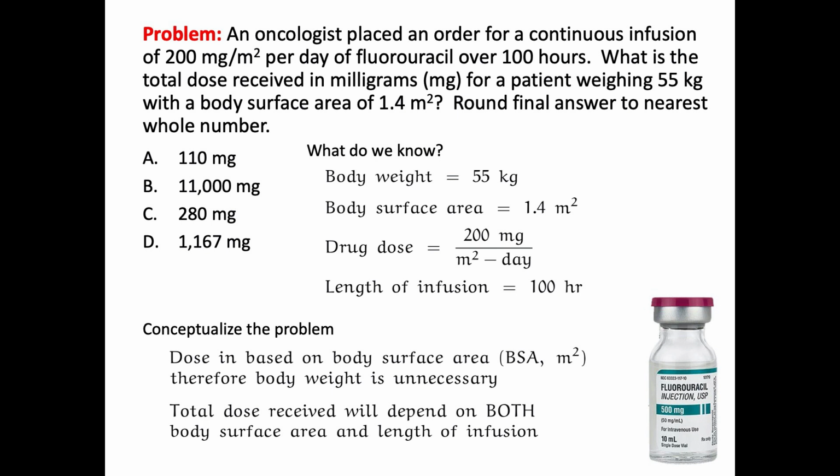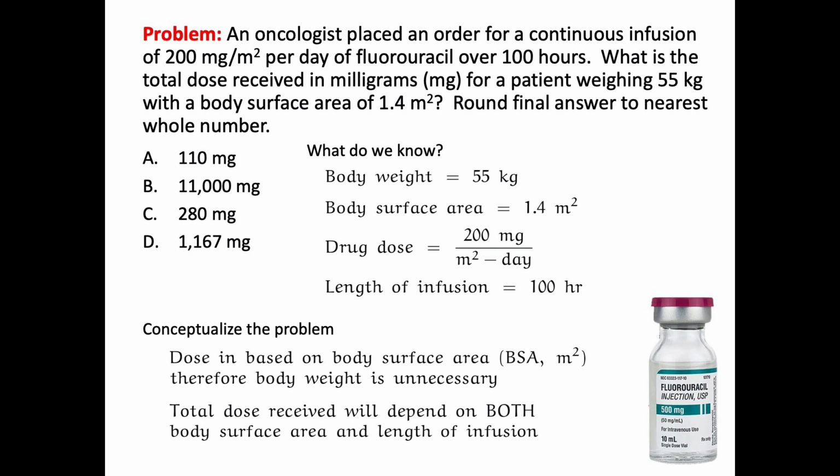Okay. So we do know a dosing rate of 200 milligrams per meter squared per day. My first conclusion is that the dose is going to be based off body surface area. Therefore, the information on body weight isn't necessary. We're not going to use that number. That's just additional information we don't need to solve the problem. We do need the body surface area, certainly, and we do need the drug dose.